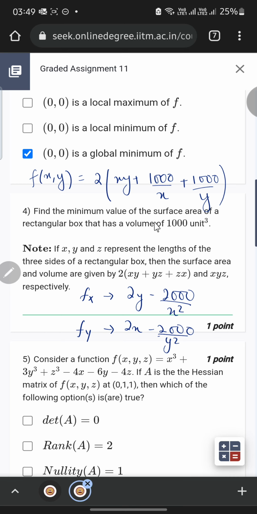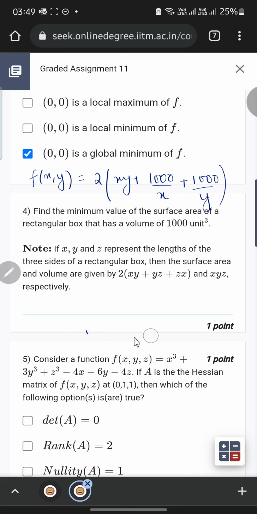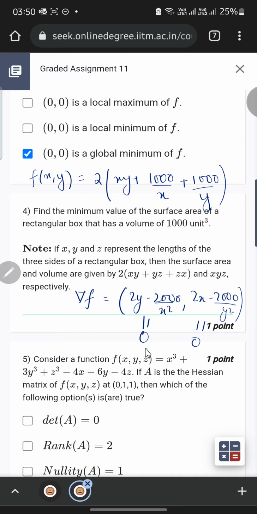Perfect. So, to write them in a perfect form, we will write that the gradient of f will be equal to (2y minus 2000 by x square, 2x minus 2000 by y square). And to find the critical point, we need to equate these two to 0 and 0, basically (0, 0), right? So I'll just move on to the main part here.